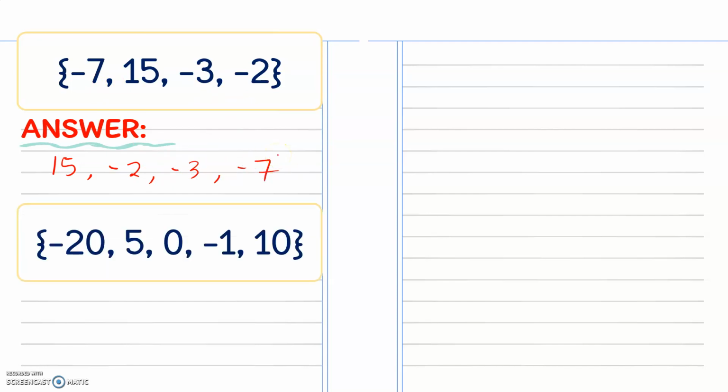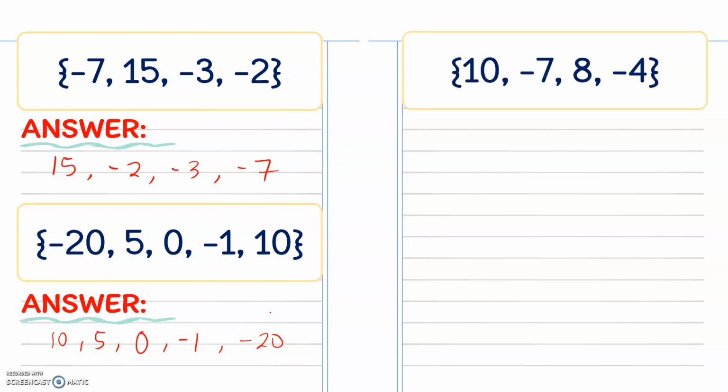Next, we have negative 20, 0, negative 1, and 10. So positive 10 is greater than the others, so we'll write it first, then 0 before we go to the negative integers. Negative 1 is closer to 0, so this is greater than negative 20. Next, we have 10, negative 7, 8, and negative 4. Again, we are arranging these integers in decreasing order. So 10 will be written first, followed by 8. Then negative 4 is closer to 0 than negative 7, so we'll have negative 4 and negative 7.